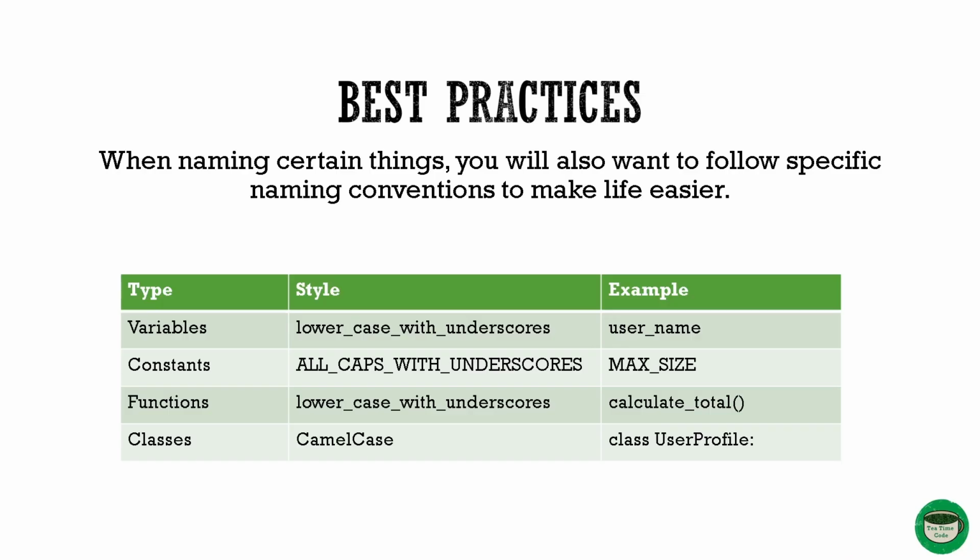So for example, with variables, you want to use lowercase with underscores. An example of that would be user_name. Whereas with constants, you'll want to use all caps with underscores, like MAX_SIZE. Obviously, I don't expect you to know what these are yet, but I will be going over them in a future video. We also have functions, which you'll use lowercase with underscores again, like calculate_total, and classes, which will use something called camel case, which is essentially no gaps and no underscores. It's just every new word uses a capital letter. So in this example, we have UserProfile.